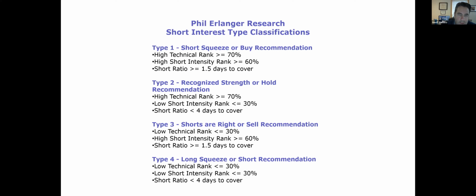So our relative strength types are our bread and butter. Type 1, short squeeze: doing well technically, lots of short selling on our intensity rank, and a short ratio greater than 1.5. A type 2 is also doing well technically, but it doesn't really have anyone short. So the whole idea is if it's going to go up, it's got to go up because people are buying the stock. Type 3 are where the shorts are right and the shorts are making money. They're in stocks that are dropping and they're heavily shorted.